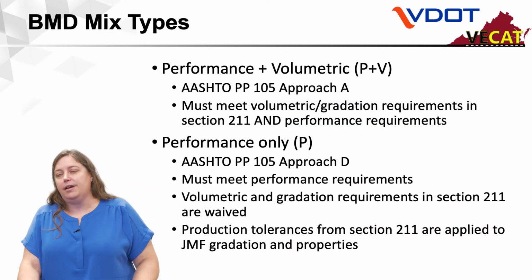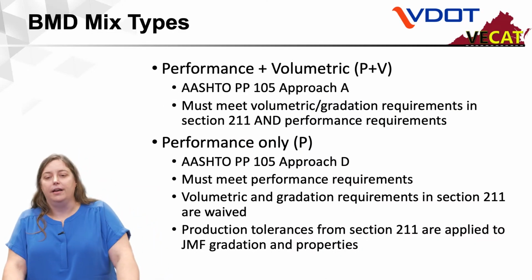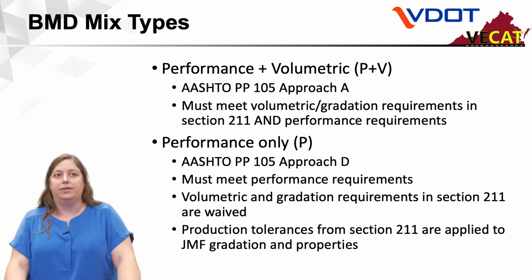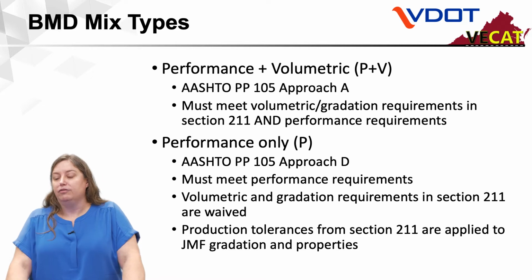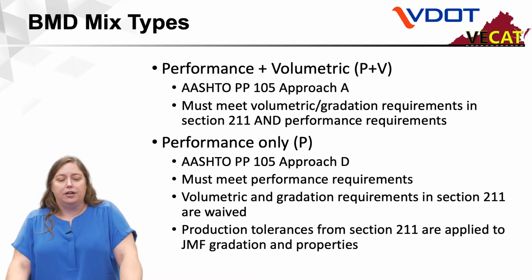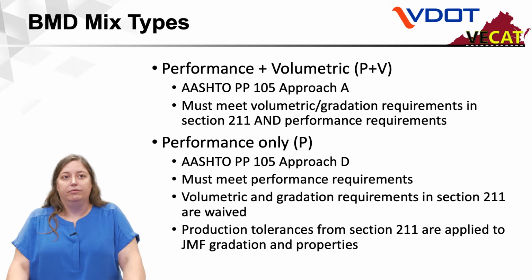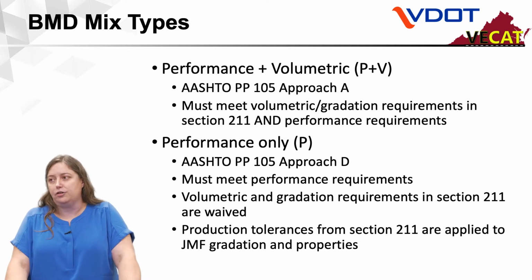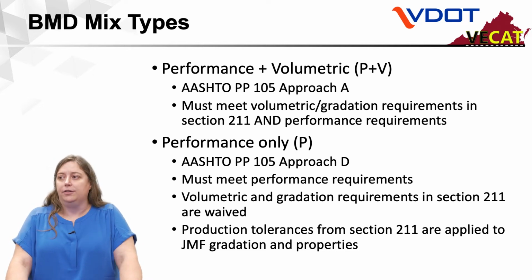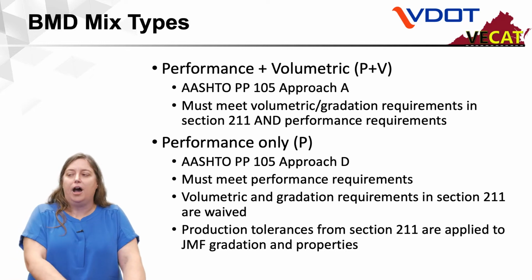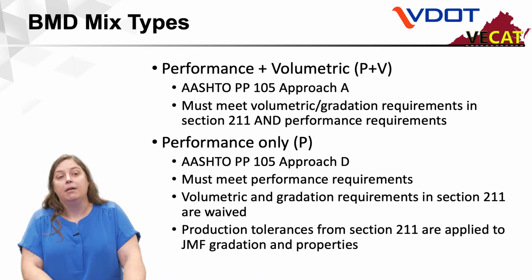The type of balanced mix designs that Virginia has in our specifications follow generally the approach A and approach D from the previous slides. In our specifications, however, we call them performance plus volumetric, or P plus V mixes. For those mixes, the design must meet all current volumetric and gradation requirements in Section 211, as well as performance testing requirements. So we're adding performance testing on top of our volumetric design.